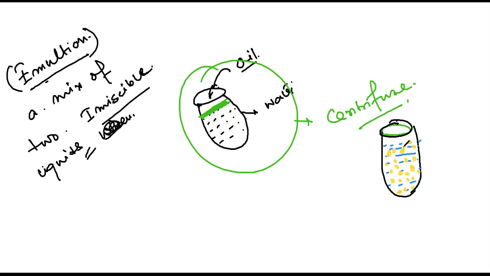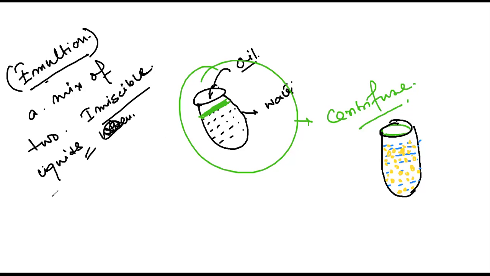This type of phenomenon you will see. This is known as a colloid, actually an emulsion. Whenever you put it in the centrifuge, due to the rotation, the oil droplets go into the water and form this kind of solution. This is known as an emulsion. Emulsions are very important.